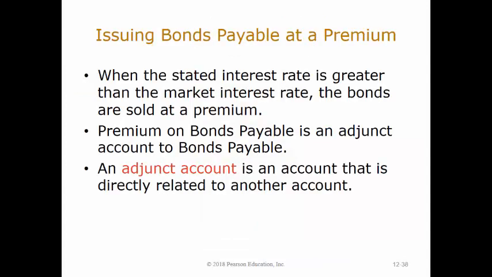The bonds payable account and the premium on bonds payable account each carry a credit balance. Premium on bonds payable is an adjunct account to bonds payable. An adjunct account is an account that is directly related to another account. Adjunct accounts have the same normal balance as the related account and are added to the related account on the balance sheet. Adjunct accounts work similarly to contra accounts. The only difference is that an adjunct account has the same type of balance as the main account, whereas a contra account has the opposite type of balance from its main account. Therefore, we add premium on bonds payable to bonds payable to determine the bond's carrying value.